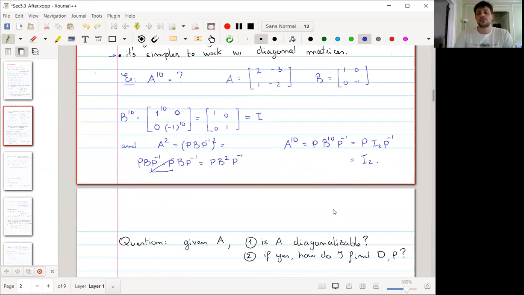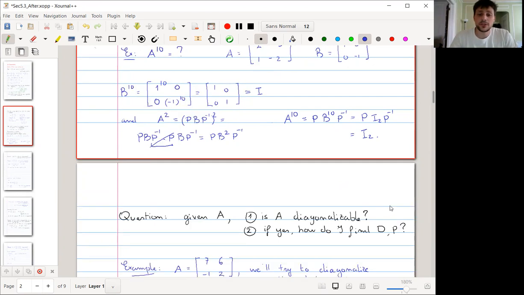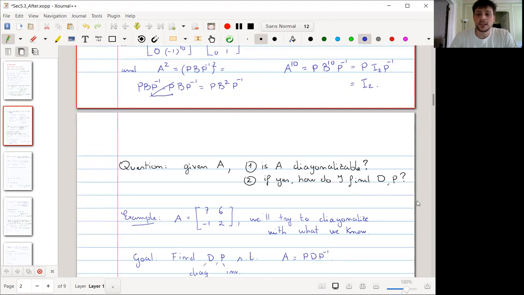So the next questions in order are, if I give you a matrix, how do I know when it is diagonalizable? And if I know that it is diagonalizable, how can I find the diagonal matrix D and the matrices P that diagonalize it? We'll start from the second question. And the next video will instead be dedicated to the first one. When is a matrix diagonalizable?